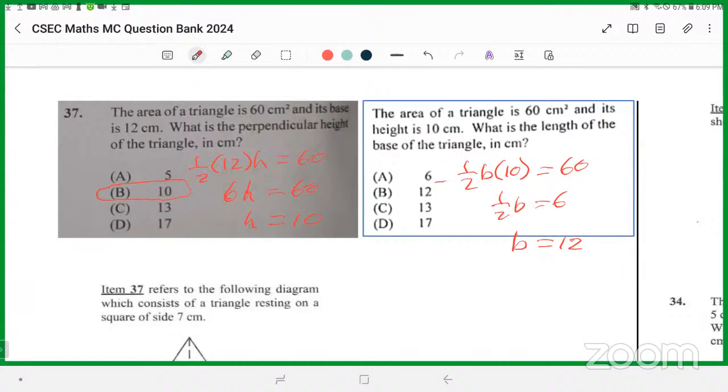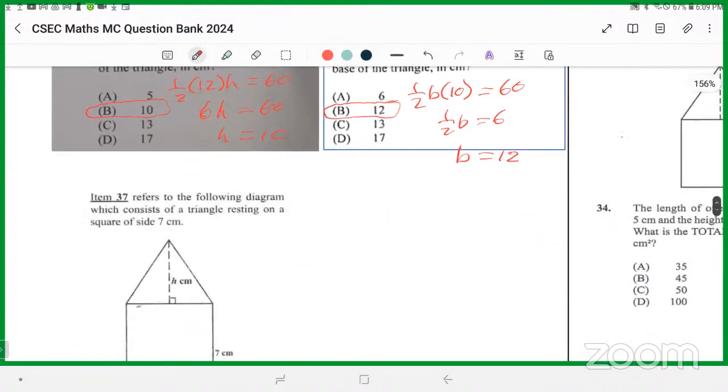So this is the answer right here. I could do it already. No problem. More mass equals better mass.